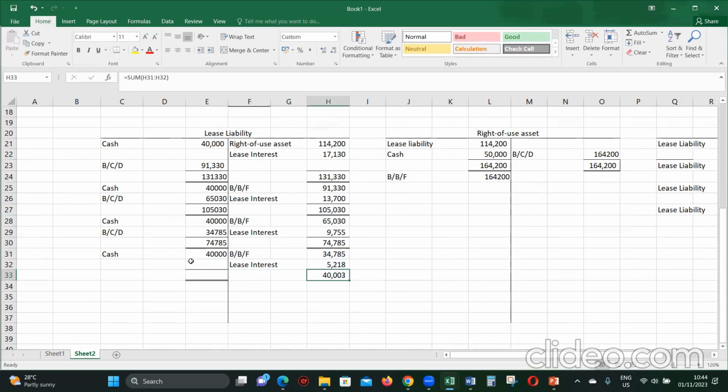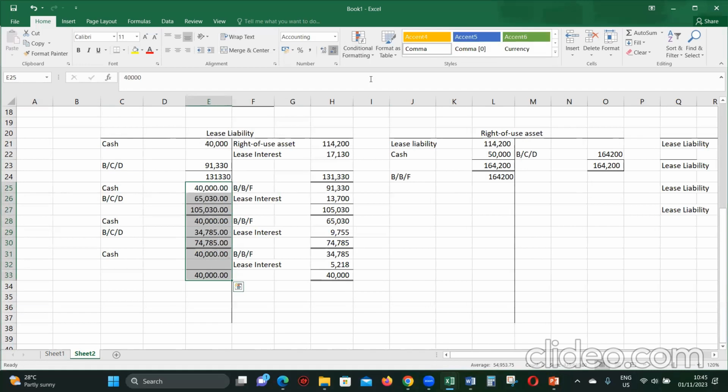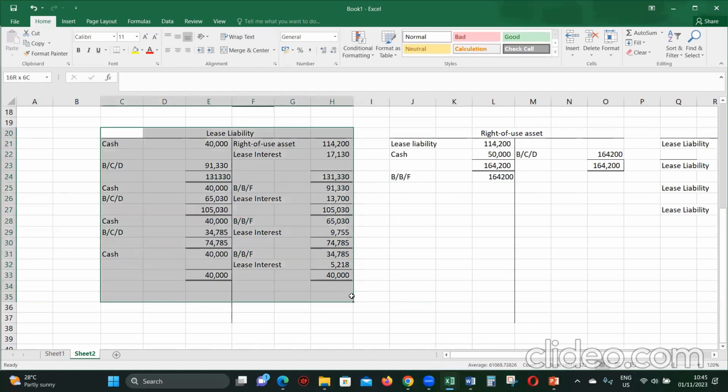You can see that because we took annuity factors and limited our decimals to 3 places, we have a 3 rupee difference. If not, this should be exactly 40,000, right? So I'll take it as 40,000. I'm ignoring 3 rupees because that is not material at all. Do we have a balance carried down or balance brought forward after the fourth year? No, we can't have. Why? After the fourth year, the lease period is completed. So this is how your lease liability gets to zero at the end of the fourth year.